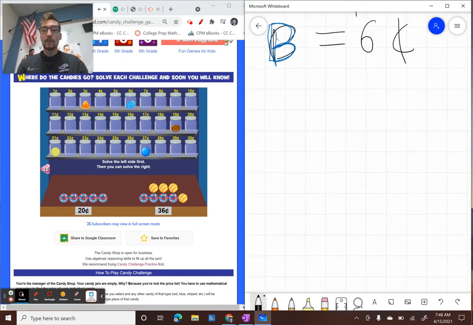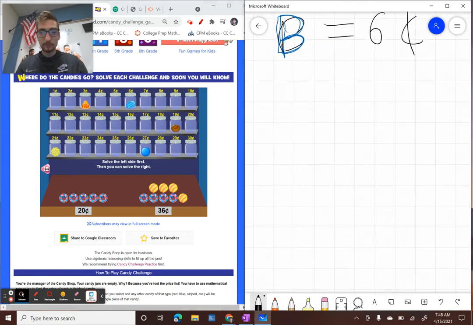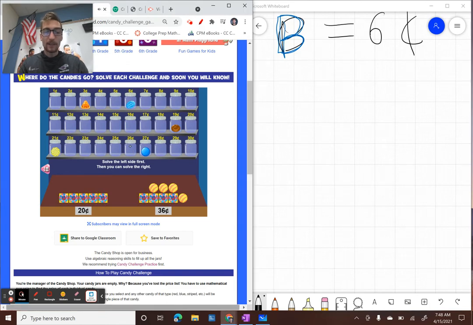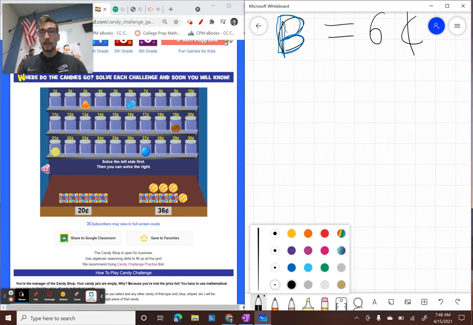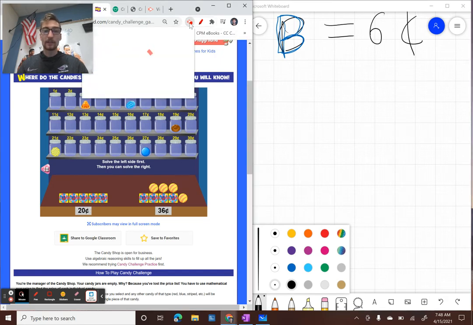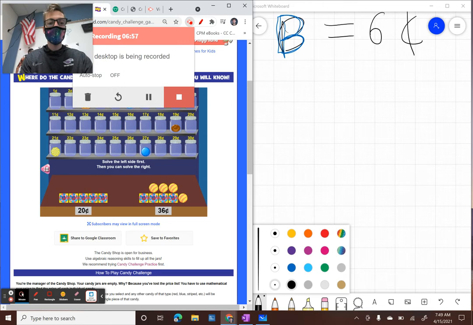All right, we'll do one more example here. So if we've got 5 candies on the left side, and they add up to 20 cents, how much would each of those candies cost? That's what we're trying to figure out. So go ahead, try it on your own right now.